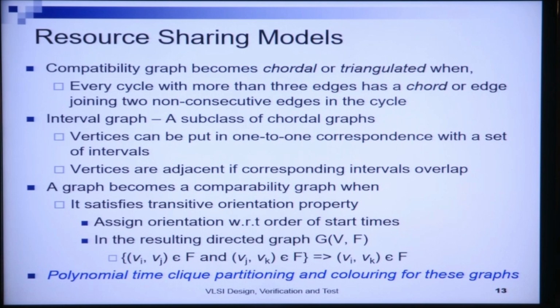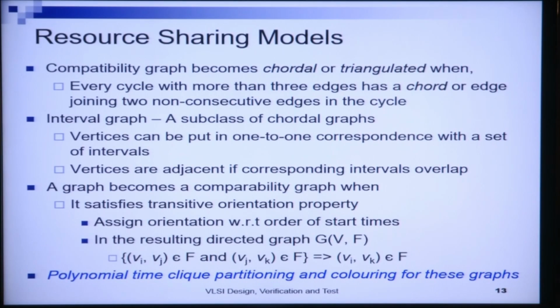So, vertices can be put in one-to-one correspondence with a set of intervals. Vertices are adjacent if corresponding intervals overlap. So, in my interval graph, vertices are intervals and there are edges between two vertices if their intervals overlap.